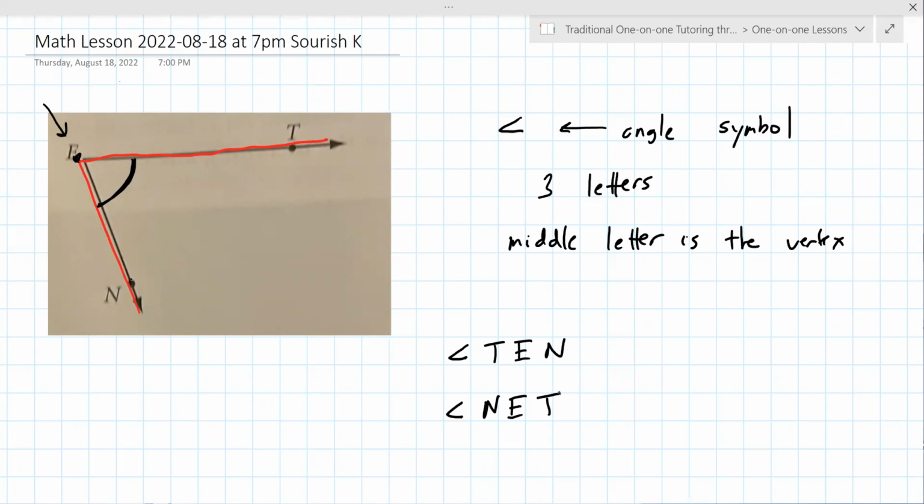And sometimes the letters spell actual words in your geometry class, so that's something you might see. So that's the first way, and that's the second way. The third way is to just use a single letter, but it has to be the vertex. Must be the vertex letter.